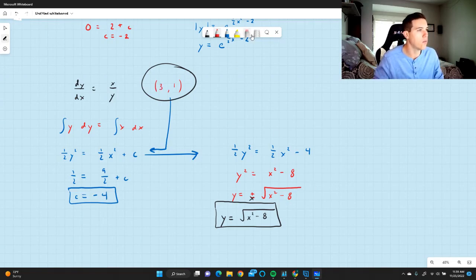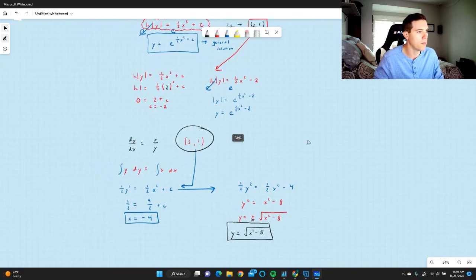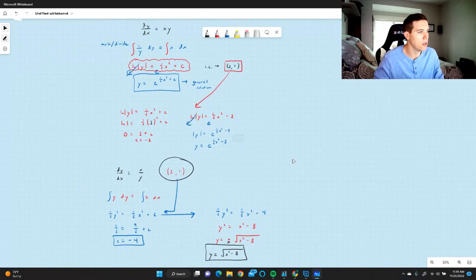Other than that, this is pretty much the process we go through. It's called finding the particular solution. We'll do a bunch of these. Typically, you just divide or multiply, find the antiderivatives of both sides. Don't forget the plus c. Then you solve for c using the initial condition, and then you isolate y.